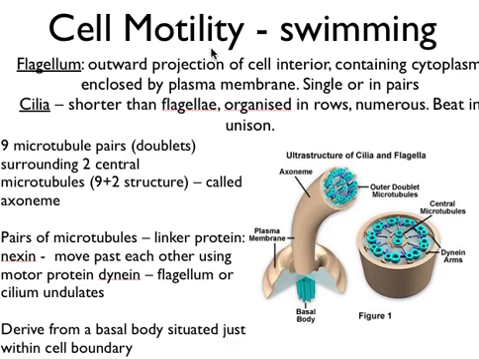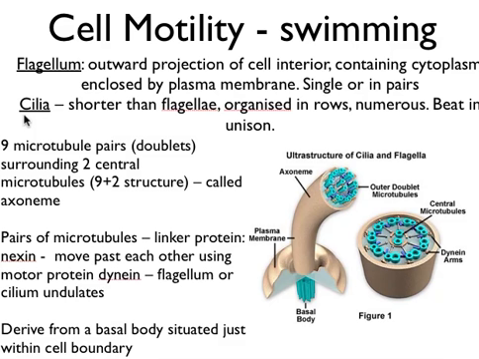Cells swim using flagellum and cilia. These are more characteristics of prokaryotic cells, although there are some eukaryotic cells which possess these. But their structure is different in eukaryotic and prokaryotic cells. Flagellum are outward projections of cell interior, and they contain cytoplasm on the inside and are enclosed by a plasma membrane. It can either be single or in pairs.